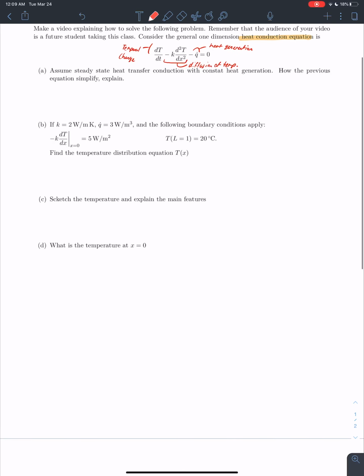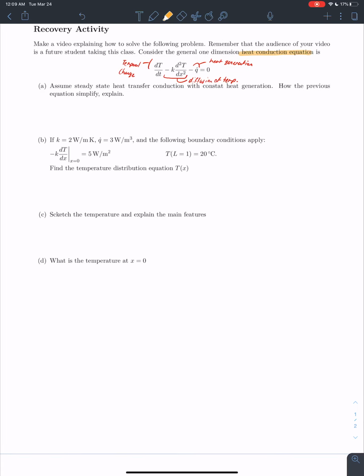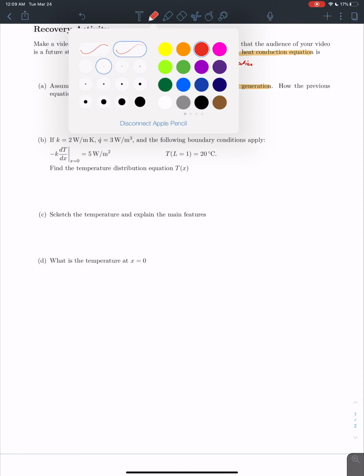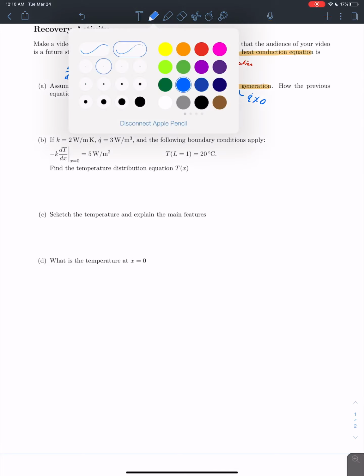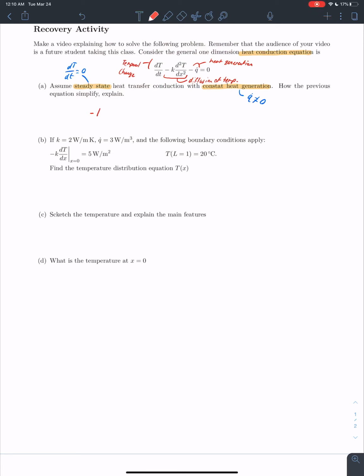Okay. So we're assuming that it's steady state heat transfer conduction with constant heat generation. How do you simplify the previous equation? So what do these words here actually mean? Steady state means that your temporal change is equal to 0. And constant heat generation just means that your Q dot is not equal to 0. So it is present.